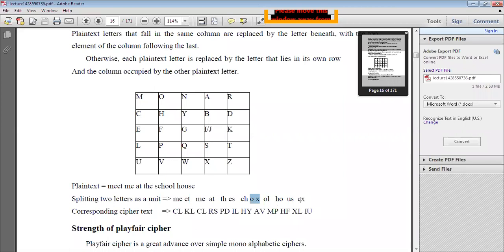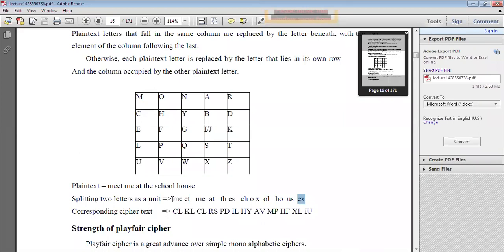Similarly, if only one letter is left, like after school, HOUSE, you have only one letter in the last word. In that case also, you take the default letter X. So in these two cases you take X: when a repeating letter occurs in a 2-letter word, you take X, and the second case, when only one letter is left in the plain text, you take X. So this is the first step: we divide the plain text into 2-letter words.